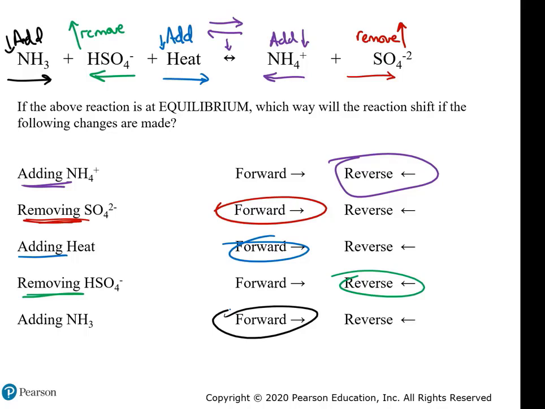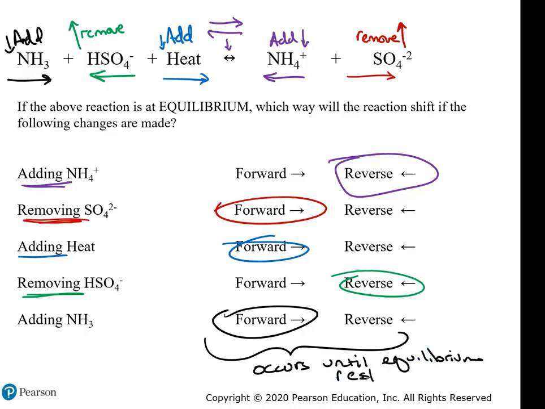So if I add something, that makes it more heavy on that side, so the reaction shifts to try and balance it out. If I take something away, that means there's less of it on this side, so the reaction shifts in reverse to try and bring it back into equilibrium, because that's really the goal. We want to restore equilibrium.